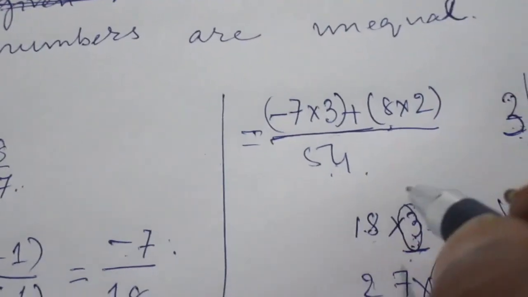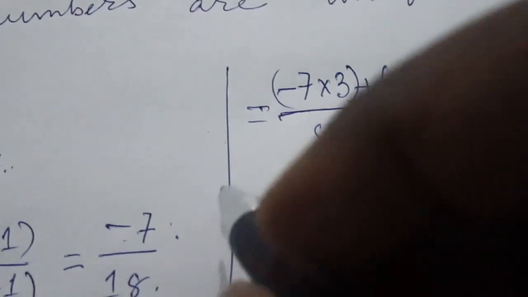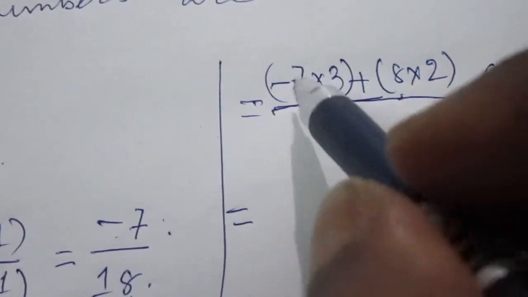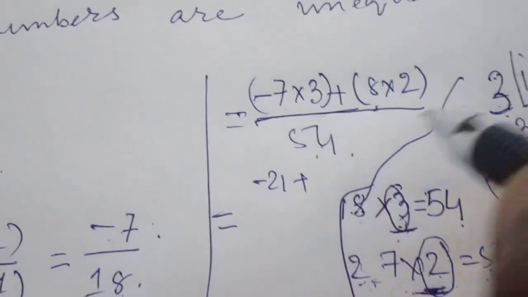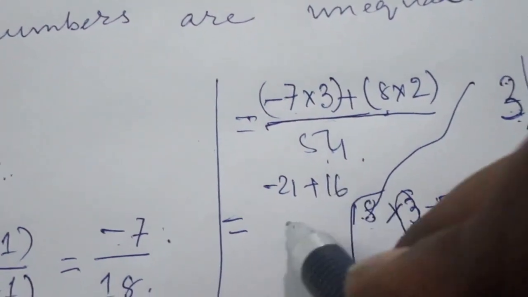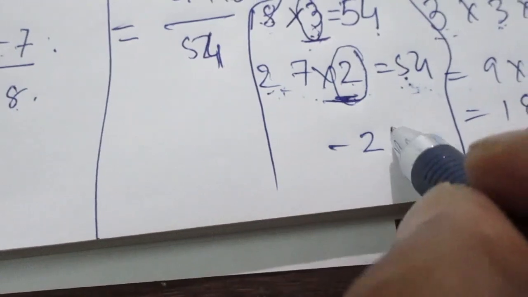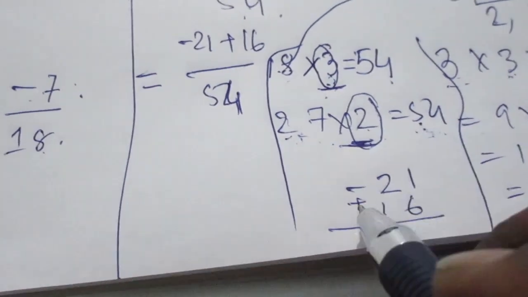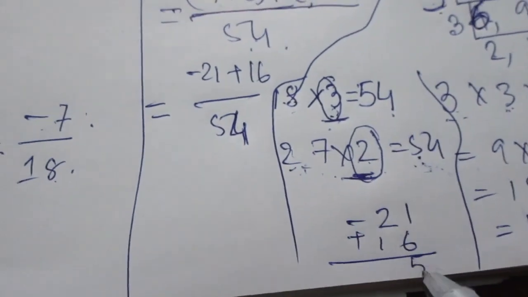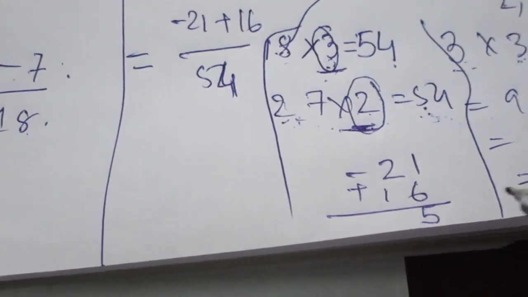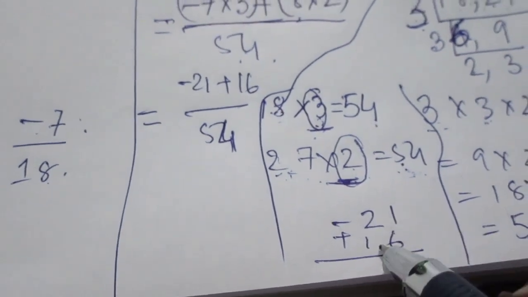Okay, so now we will try to simplify it. So 7 times 3 is 21, minus 21, plus 8 times 2 is 16, by 54. Minus 21 plus 16 will give me how much? As the signs are different, you have to subtract. So 21 minus 16 is 5. Again 2 minus 1 and again 1.